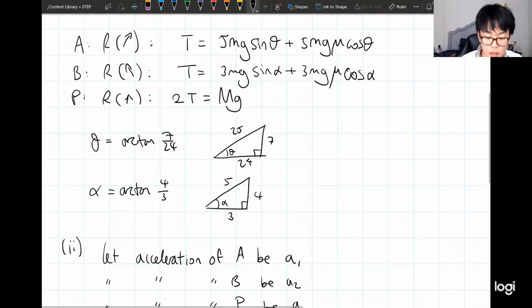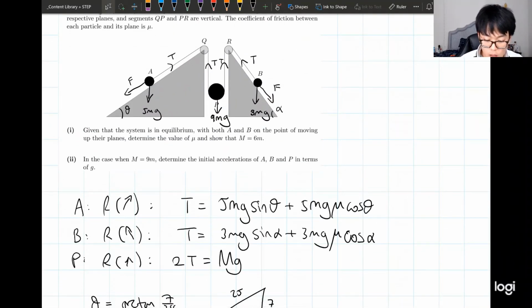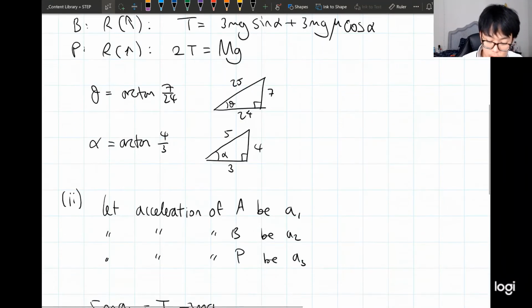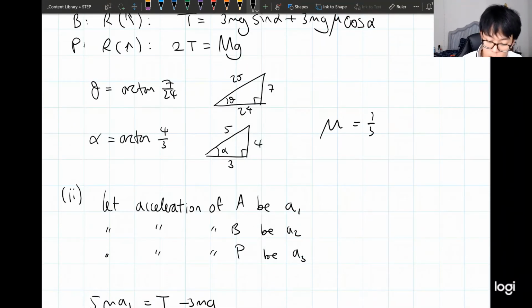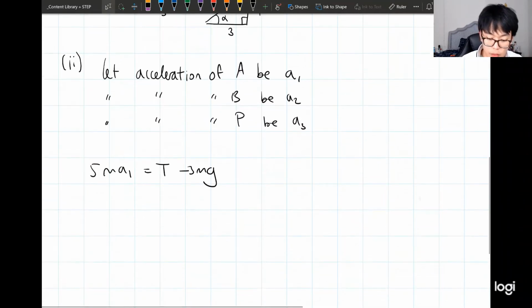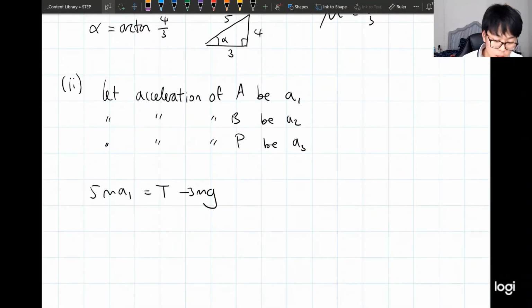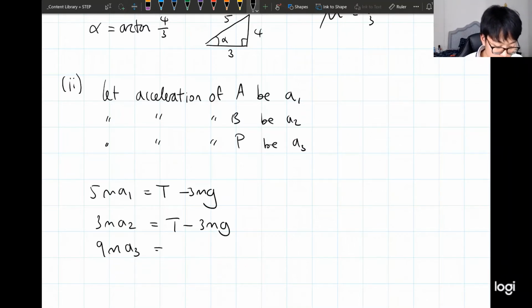Note that we're going to take mu to be our previous value, which you should find is 1/3. So we take mu as 1/3 and resolve forces, and we should obtain this. We obtain a similar equation for a2, and then finally an equation for a3. So here are three equations that we will obtain, and our goal is to work out what a1, a2, and a3 are.